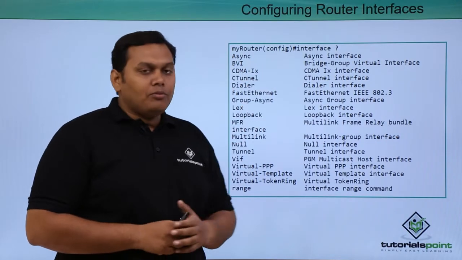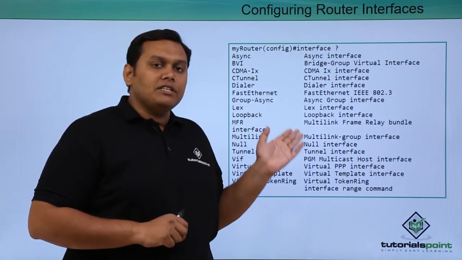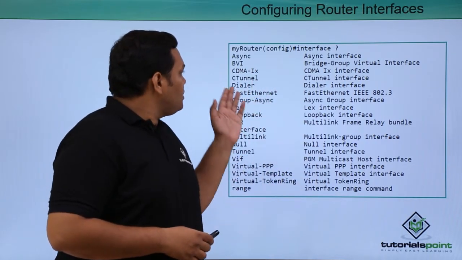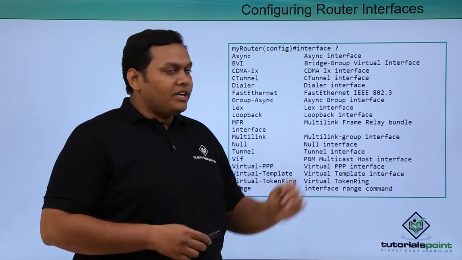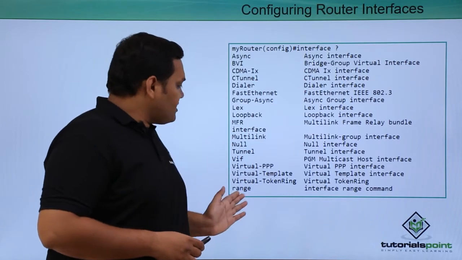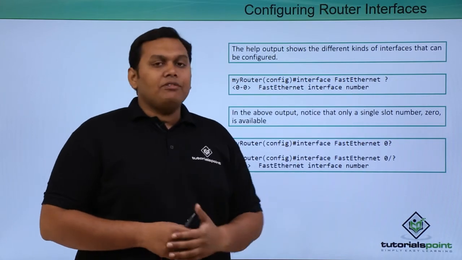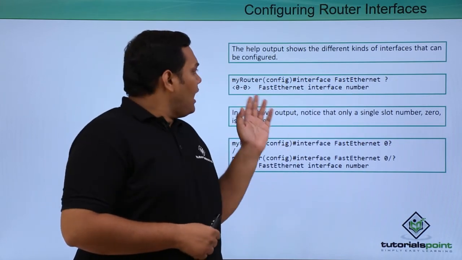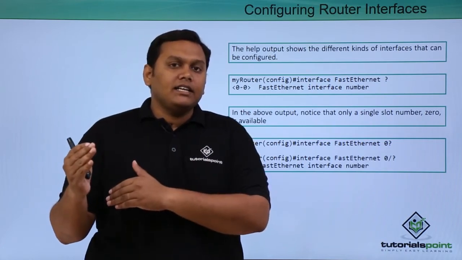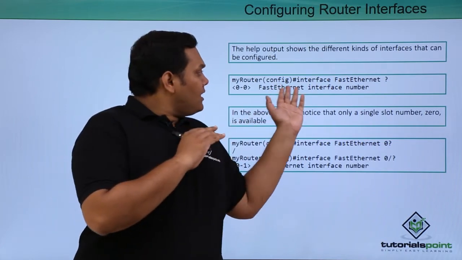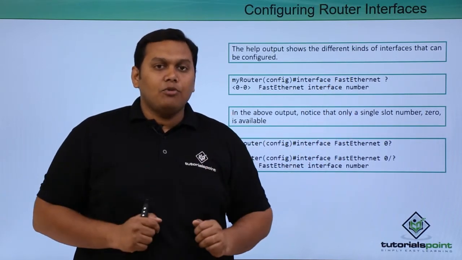If you go into configuration mode and type interface question mark, it will give all the interfaces available on the router. Async is the async interface, BVI is the bridge group virtual interface, and so on; we have many interfaces available on the router. You see here interface FastEthernet. If you want to configure a FastEthernet interface, you type interface FastEthernet question mark, and it will show how many FastEthernets are available on the router.